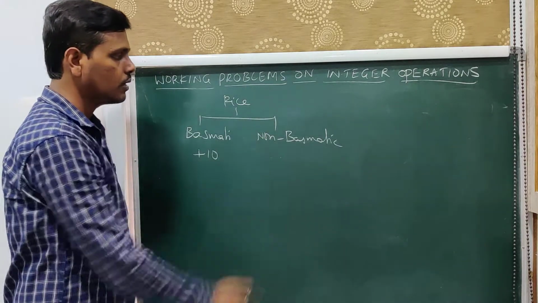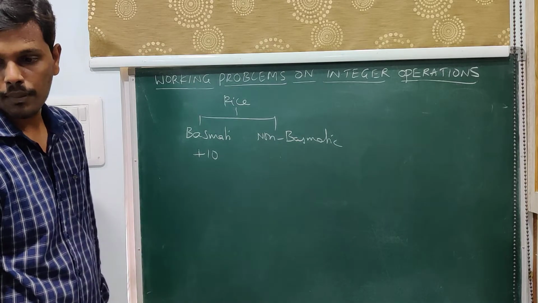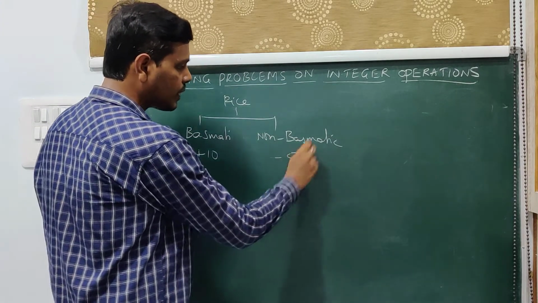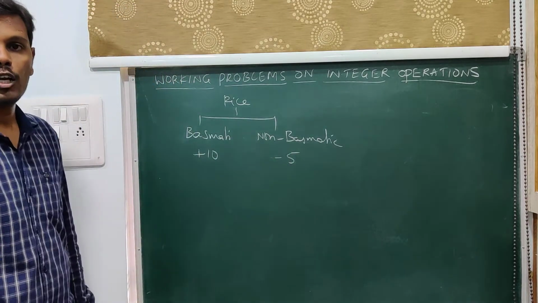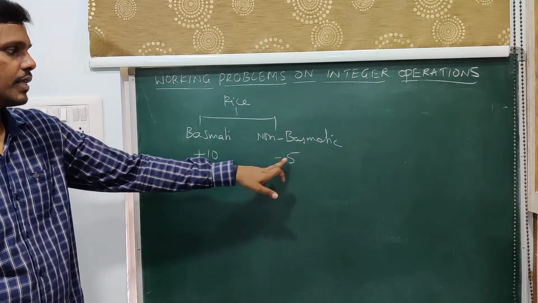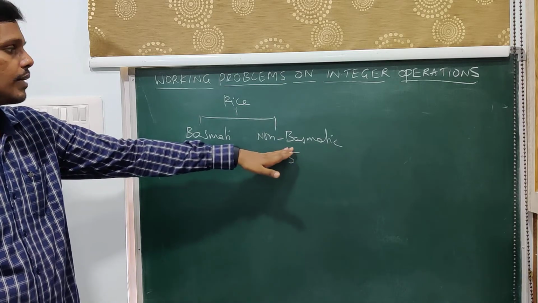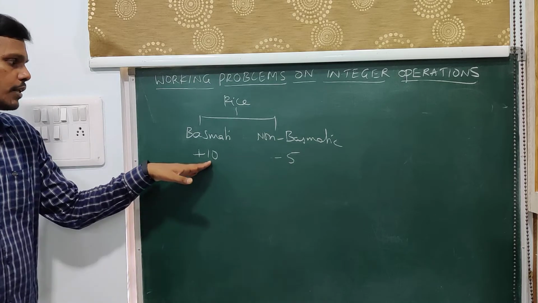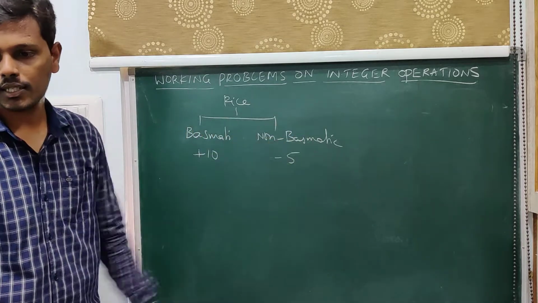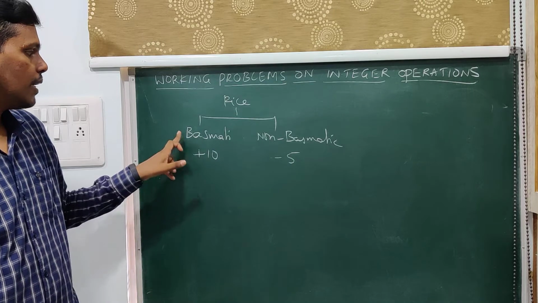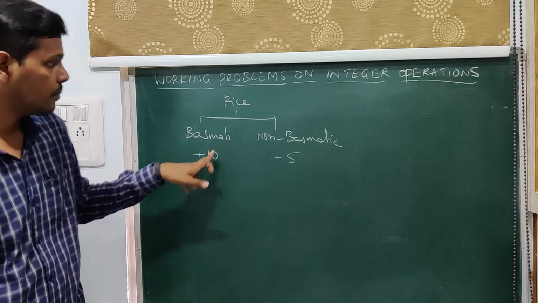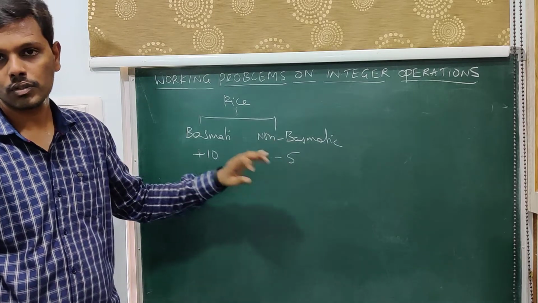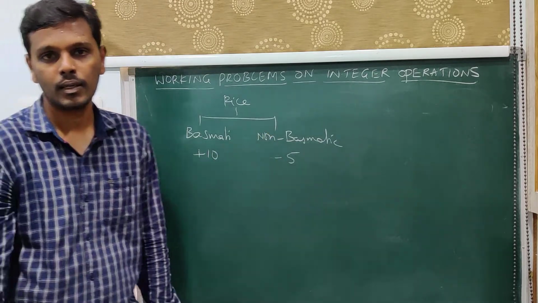Likewise, when he is arriving at a loss of 5 rupees per bag, I'll assume that it is minus 5. Instead of saying loss of 5 rupees, I'll say minus 5. That minus 5 indicates that he is having a loss on non-basmati rice bags, and he is having a profit on basmati rice bags. So these are the initial details that are given to us. On one bag he gets plus 10. On one bag of non-basmati rice, he gets minus 5 rupees. So this is the interpretation that we make.